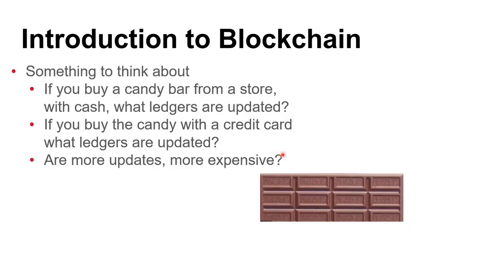And just something to think about in general, if you buy a candy bar from a store with cash, what ledgers are updated? Well, think about that. If you buy a candy bar with a credit card, what ledgers are updated? What would be more expensive? In my opinion, I'm thinking the credit card, because we have that third party. The third party's working in the cash too, but we have that third party working immediately, making all those updates.